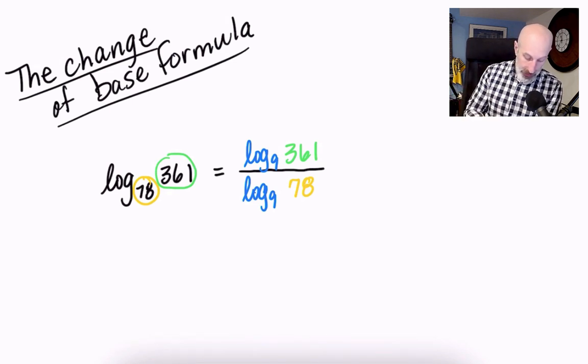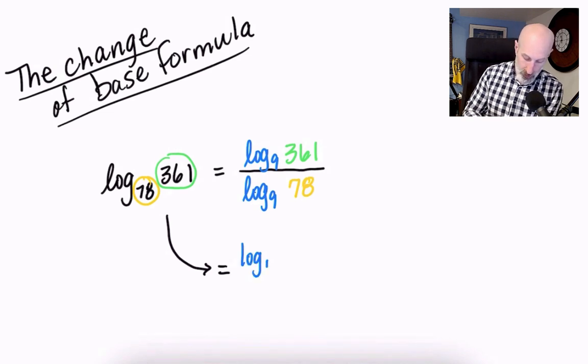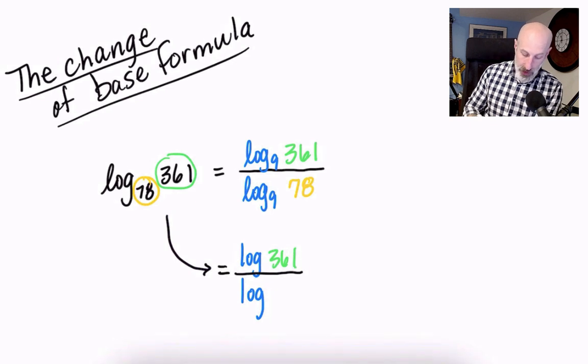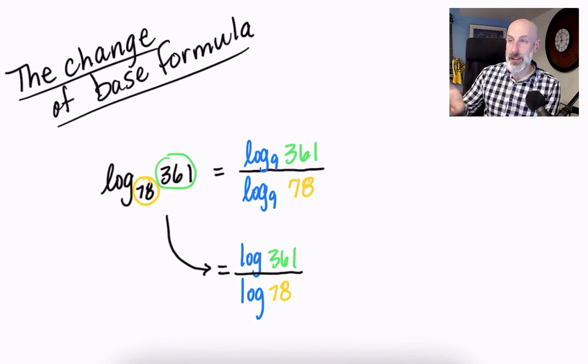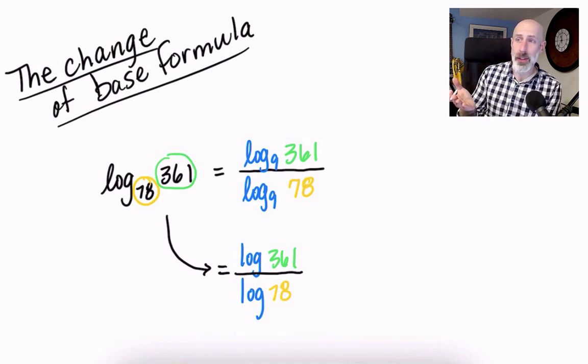Well, instead of using log base 9, I'm going to use the common log base 10. I'm not going to write the 10, but I could put a common log in my numerator and denominator, leave the 361 as the argument of the top, make the 78 the argument of the bottom, and this is much better. Why? Because we have calculator buttons that'll allow us to do this.